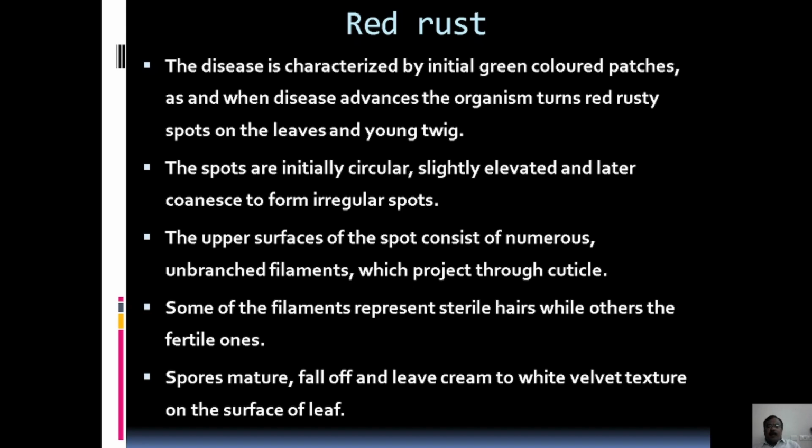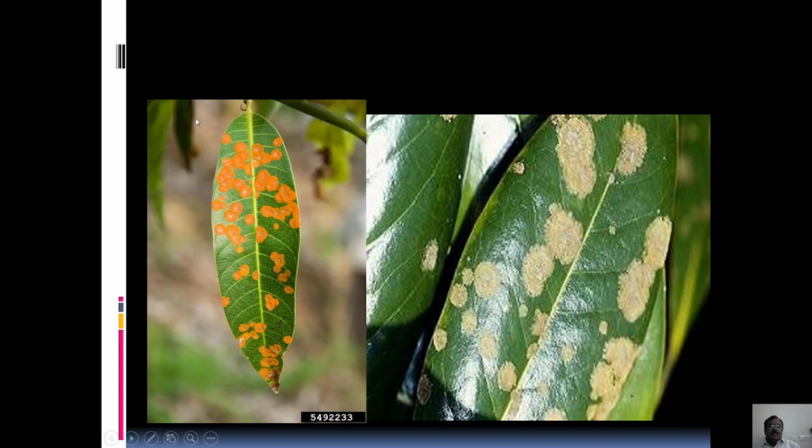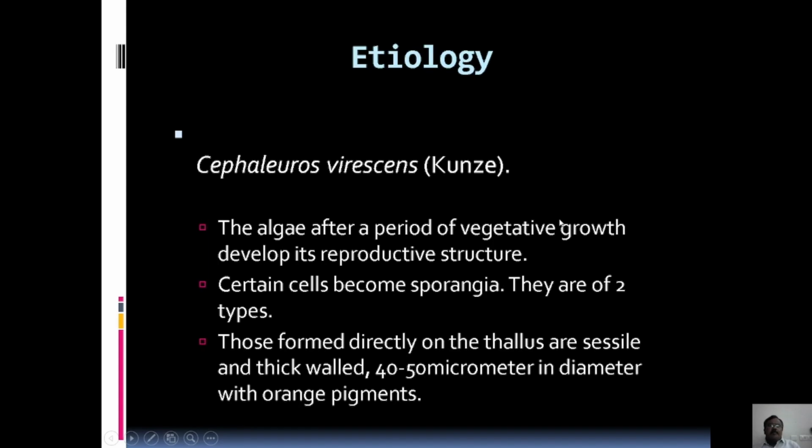The spores may fall off, leaving the affected portion as a grey spot. These are the rusty, raised pustules due to the algal pathogen Cephaleuros, and after liberation of the spores, the affected areas become grey in nature. The pathogen, as we already learned, is an algal pathogen, Cephaleuros virescens. After a period of vegetative growth, the alga produces the reproductive structures. Certain cells produce the sporangia.